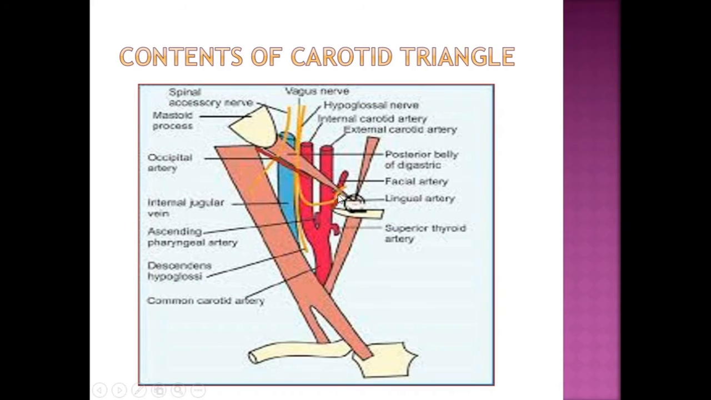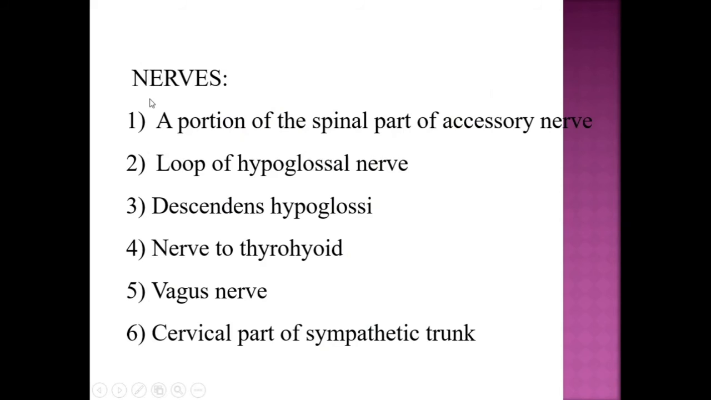And this is the ansa cervicalis, which is present in the roof of the carotid sheath. Other nerves present in this carotid triangle: this is the spinal accessory, this is the hypoglossal nerve, and this is the vagus nerve. So nerves present in the carotid triangle are a portion of the spinal part of accessory nerve, and this spinal part of the accessory nerve will enter deep to the sternocleidomastoid muscle to appear in the posterior triangle.